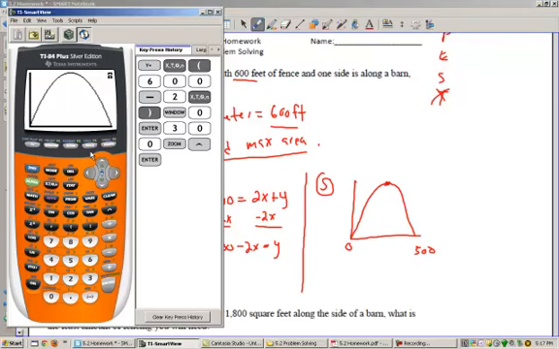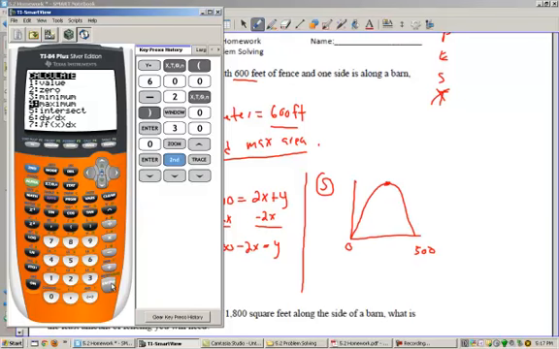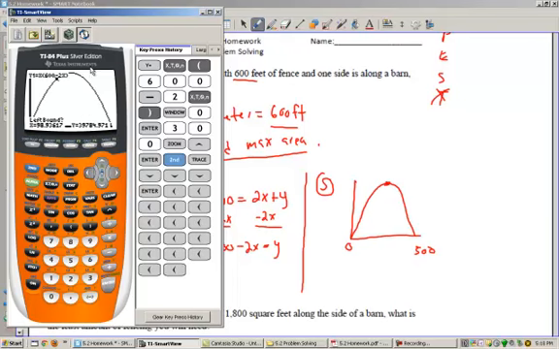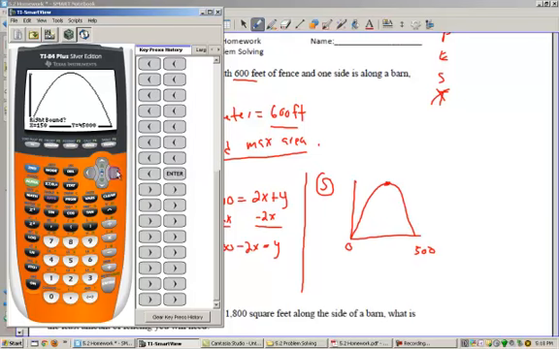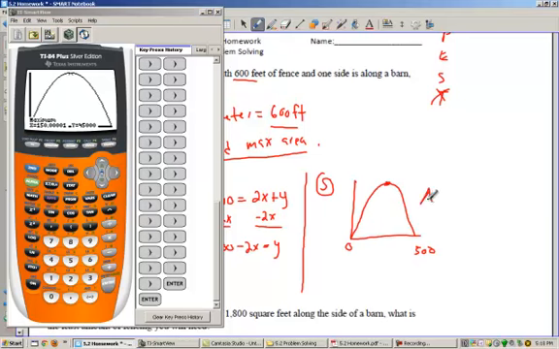I can hit second trace, go down to the maximum, and hit enter. It's going to ask me for different things. Left bound, so I can use the left arrow and go to the left of the maximum, hit enter. The right arrow scrolls the cursor over to the right, and now I'm definitely to the right. Just hit enter for a guess, and I get out the area. That's what I'm trying to maximize. So area is equal to 45,000 feet squared. This is the maximum area, and this is my value for X.